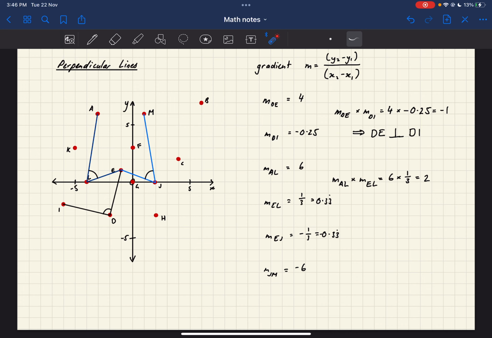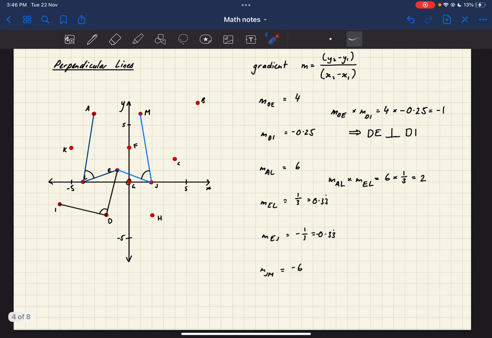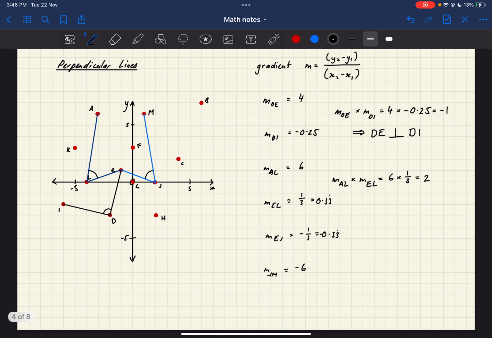So we've got EJ and JM. And let's multiply those ones. EJ times JM equals minus 1/3 times minus 6, which gives me 2. Okay, so those are not perpendicular either, because they don't make -1 when you multiply the gradients.